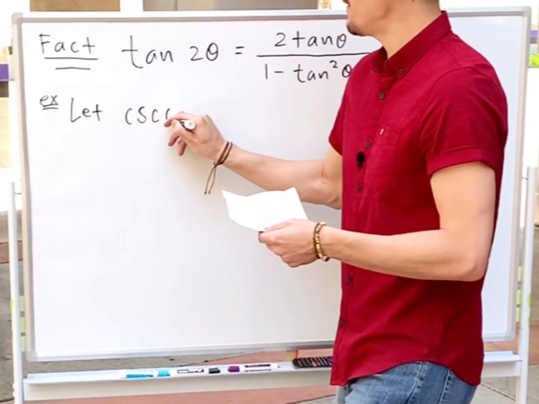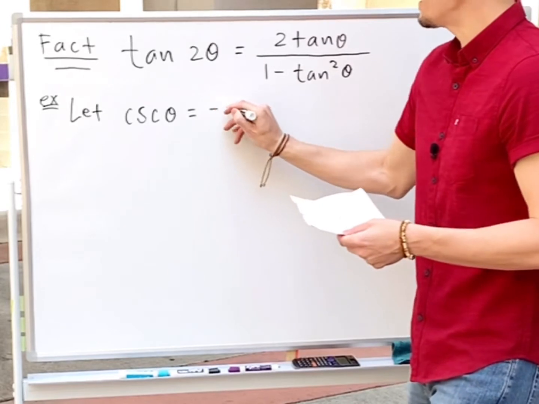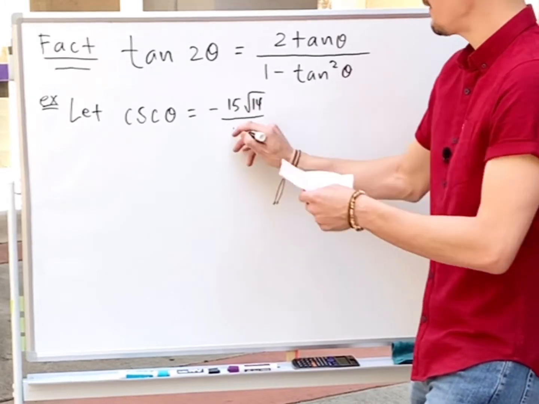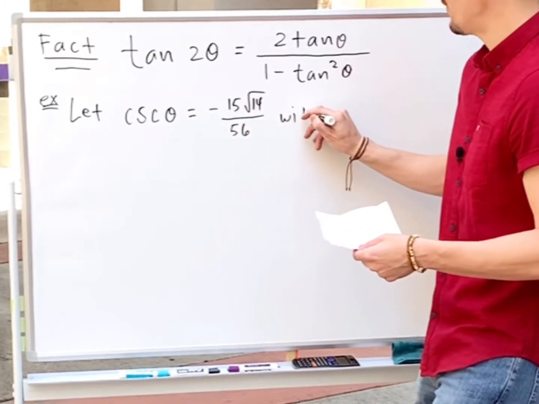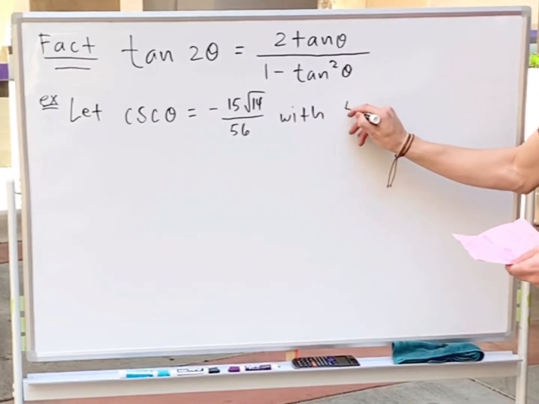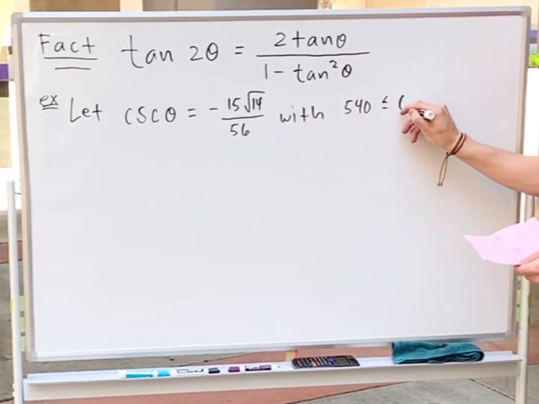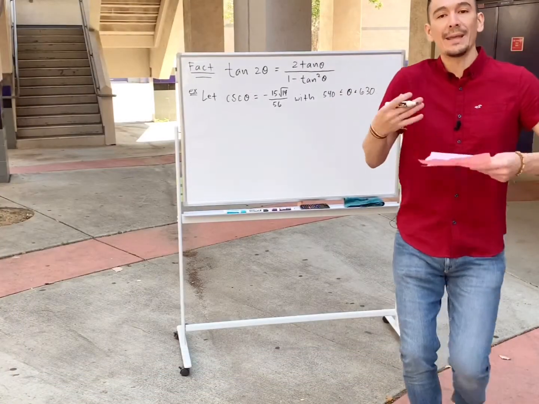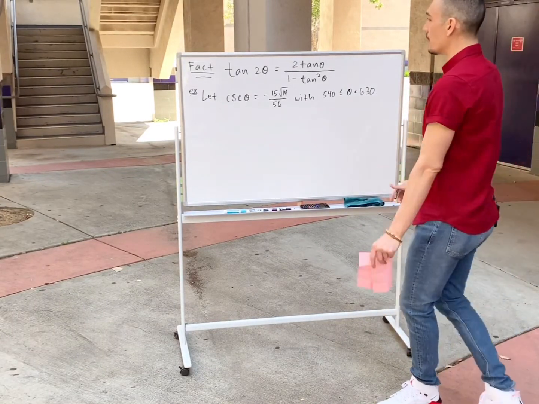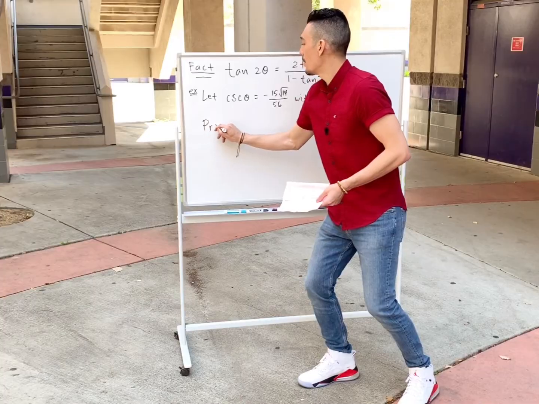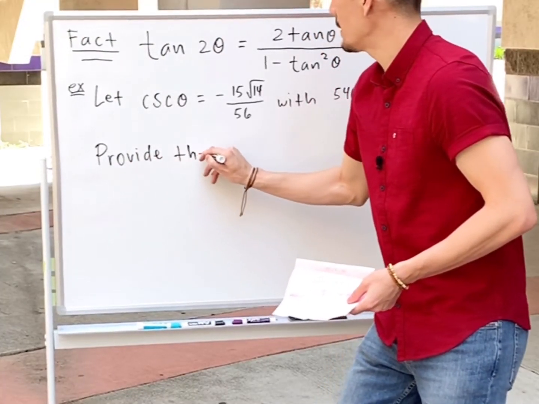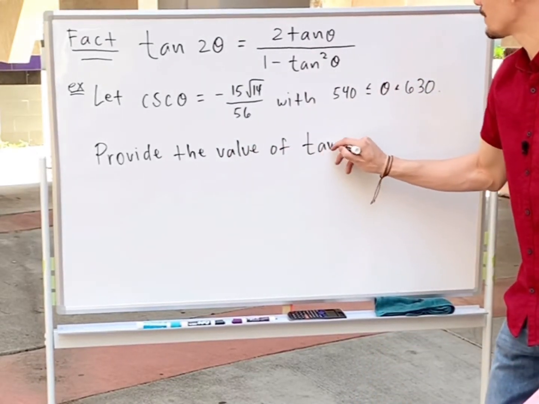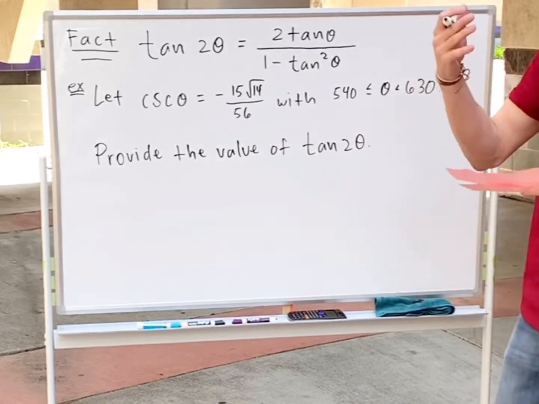Let cosecant of theta equal negative 15 square root 14 over 56, with 540 less than or equal to theta less than 630. Now what's the goal? We have to have a goal, of course. And here, the goal is to provide tangent of 2 theta. Of course, we want the answer to be exact.